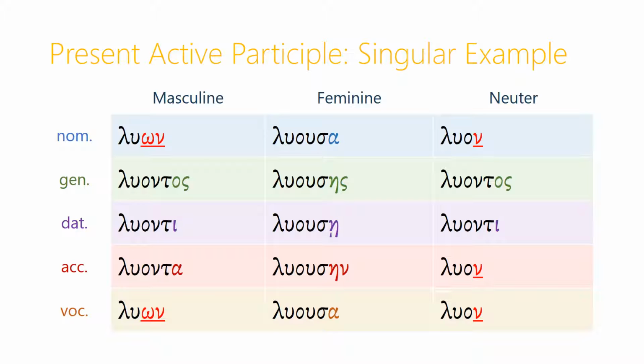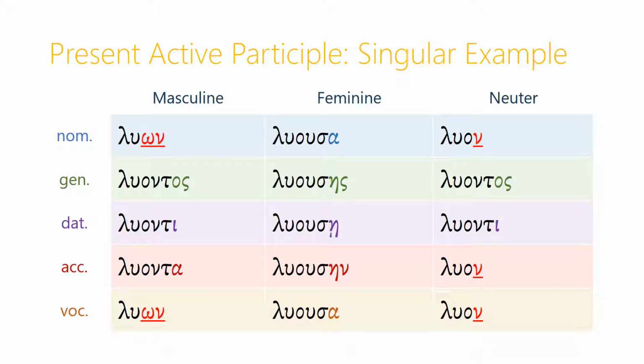We have the irregular luon in the masculine nominative singular, but then genitive luontos, dative luonti, accusative luonta, just like third declension nouns. And the vocative again is the irregular luon. With the neuter, the only two forms where we see the regular third declension noun endings show up are the genitive and dative singular. But again, we have luontos and luonti.